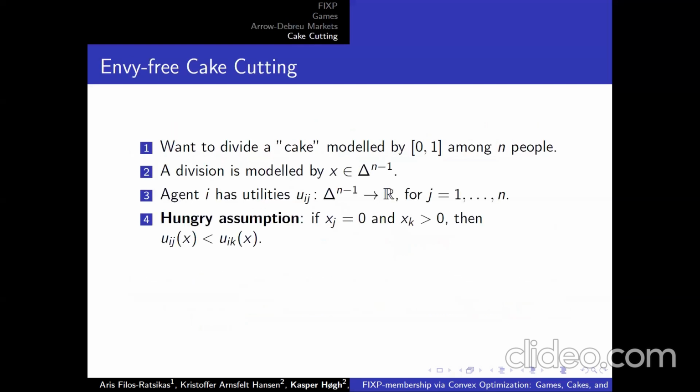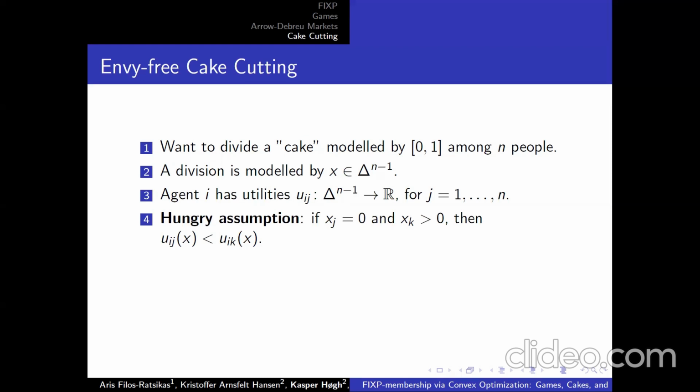And then finally, I want to come to a problem where the optimization part is perhaps a bit less obvious. And that is the problem of finding an envy-free cake cutting. So in this problem, we have some cake that is modeled by the 0-1 interval, and we want to divide it among n people by cutting it into n pieces. Therefore any division can be modeled by some point in the simplex, where the ith coordinate of the point gives the length of the ith piece of cake.